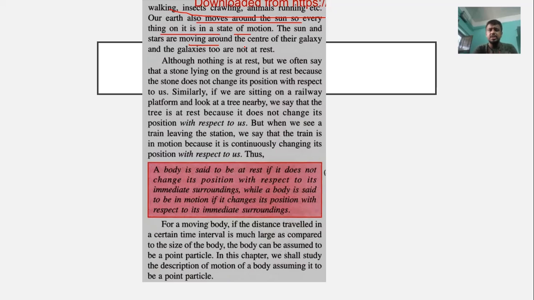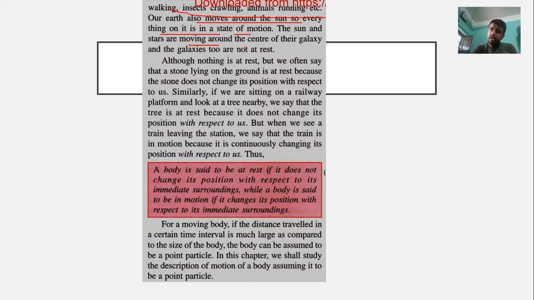Although nothing is at state of rest, but we often say that a stone lying on the ground is at rest because the stone doesn't change. Yes, if the stone is lying on the ground, we say that it is at state of rest because it is not changing its position with time.